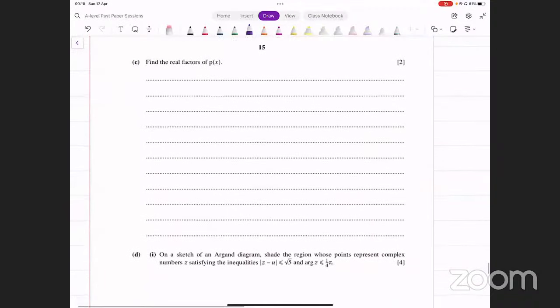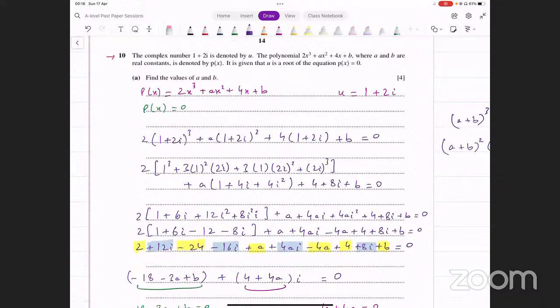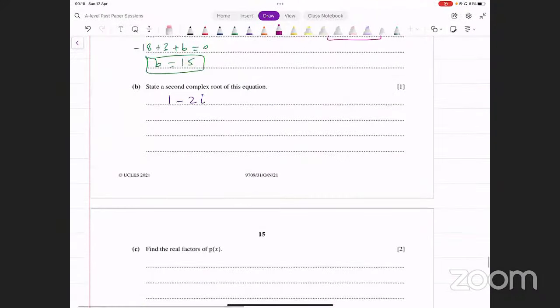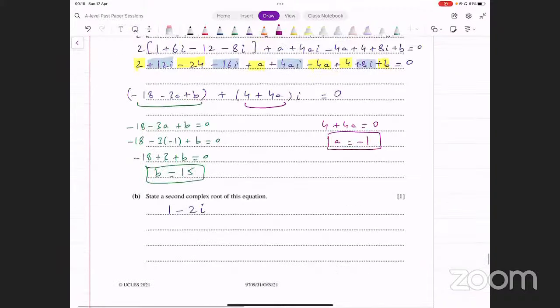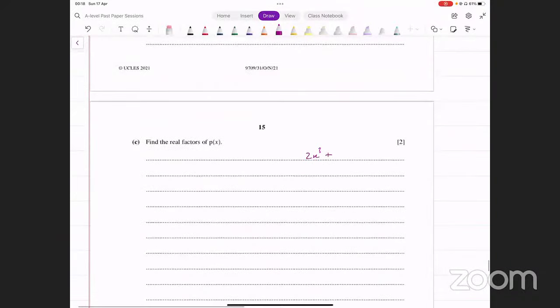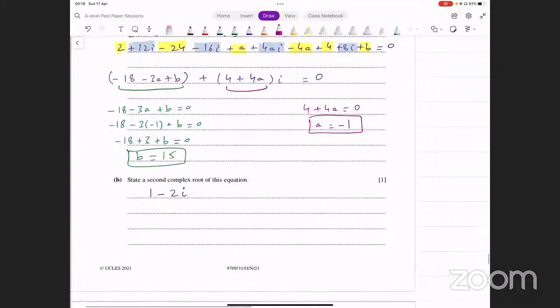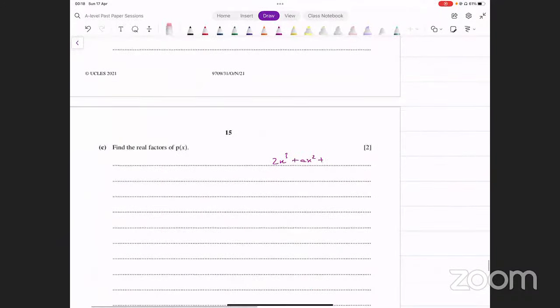Find the real factors of p of x. Okay. So now we know two roots of this polynomial. दो roots आ गए हमारे पास इस polynomial के. 2x cube. Polynomial क्या थी? 2x cube plus ax square plus bx plus 4x plus b, sorry, plus 4x plus b.